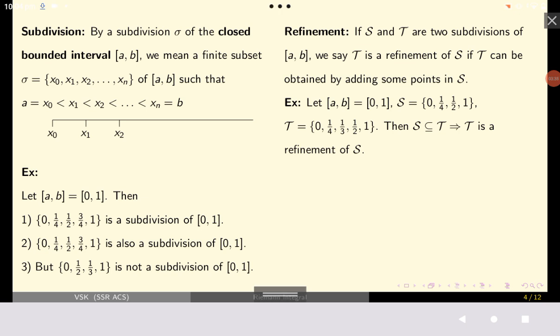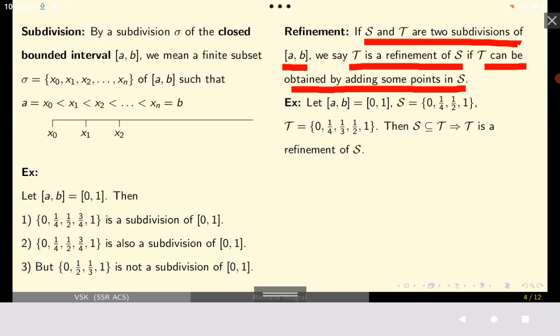Now let us see what it means by refinement. If S and T are two subdivisions of AB, then T is called a refinement of S if T can be obtained by adding some points in S. That is, in S, if we add some more points, then we get a new, larger set, that becomes the refinement. For example, let AB be 0, 1 and S is equal to 0, 1 by 4, 1 by 2, and 1. And if we add one more point, that is 1 by 3 here, we get T. So clearly S is a subset of T. In this case, T is called a refinement of S.